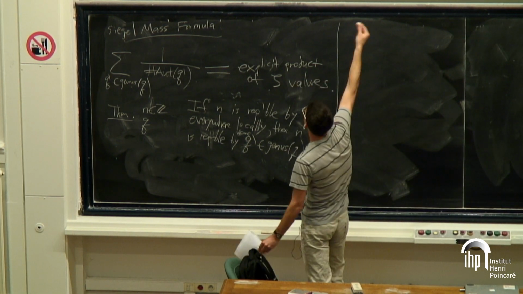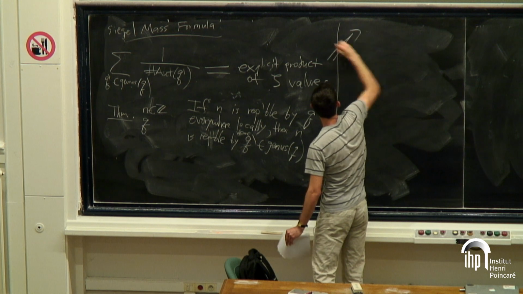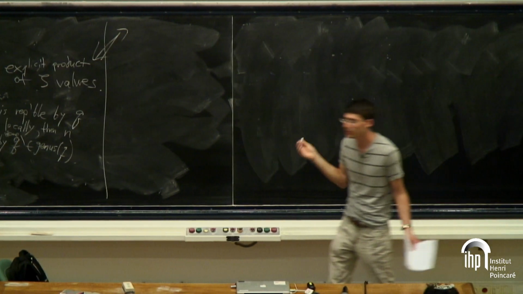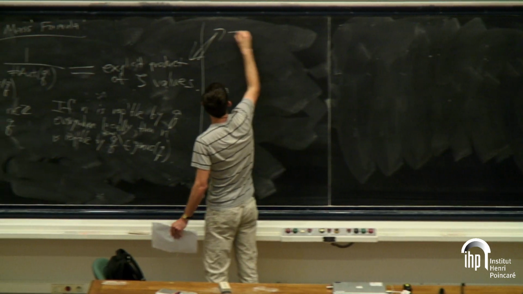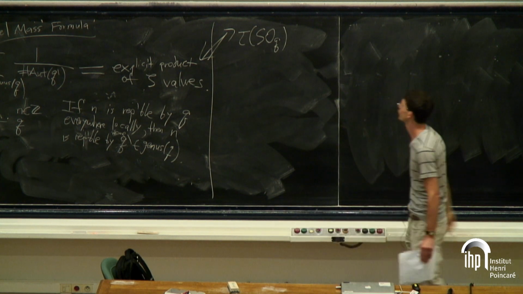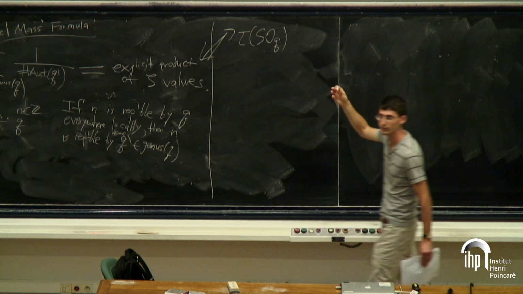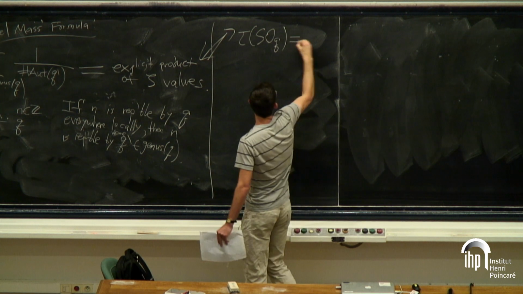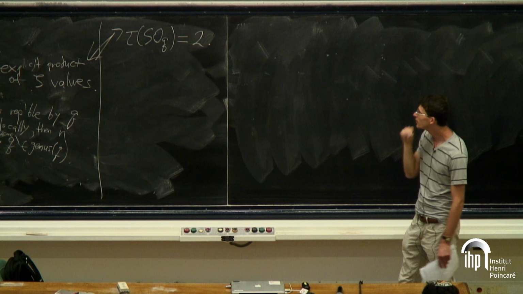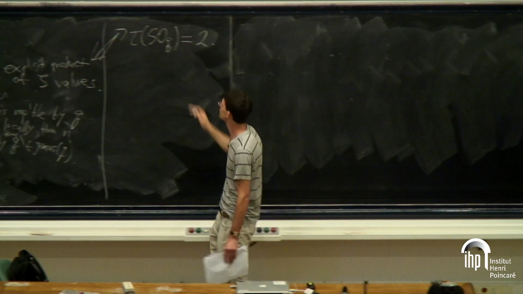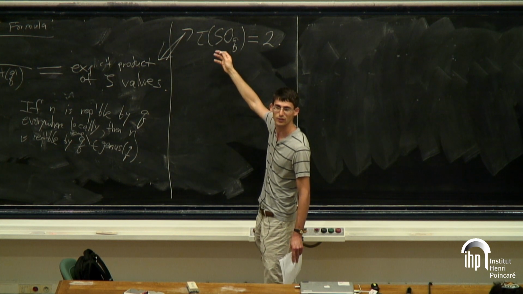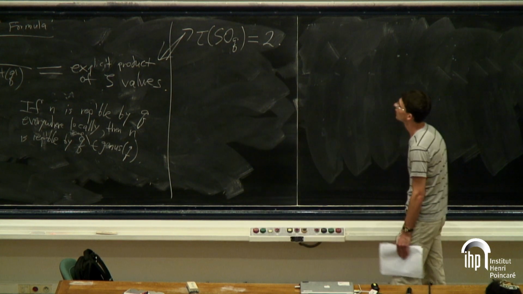Now, how does this connect to Tamagawa numbers? The point is that the Siegel mass formula here is equivalent, via some very simple calculation, nothing deep here, to the statement that the Tamagawa number of this group, the special orthogonal group of your quadratic form Q, which is a connected linear algebraic group whose Tamagawa number you can compute, equals 2. Something maybe a little surprising is that this doesn't depend in any way on the quadratic form Q. It's the same for all positive definite integral forms.